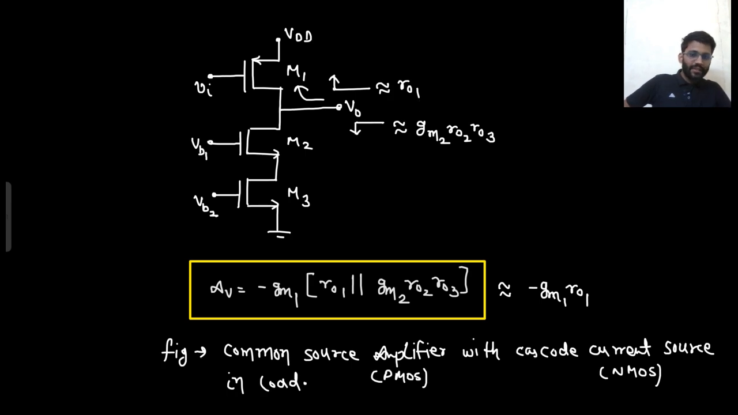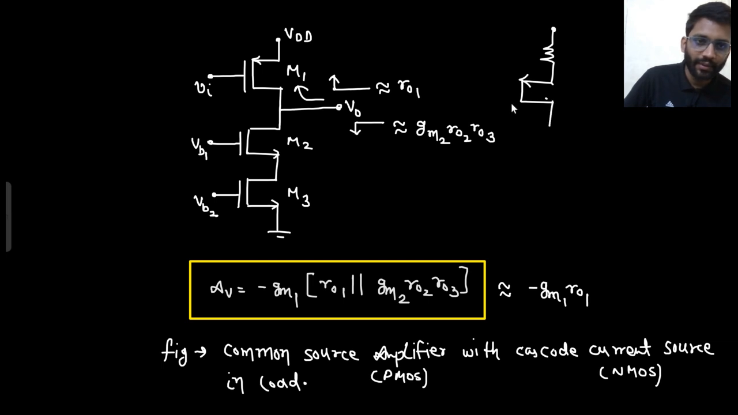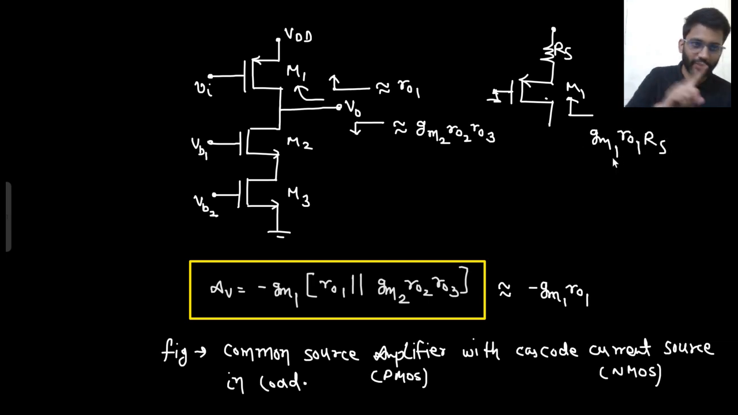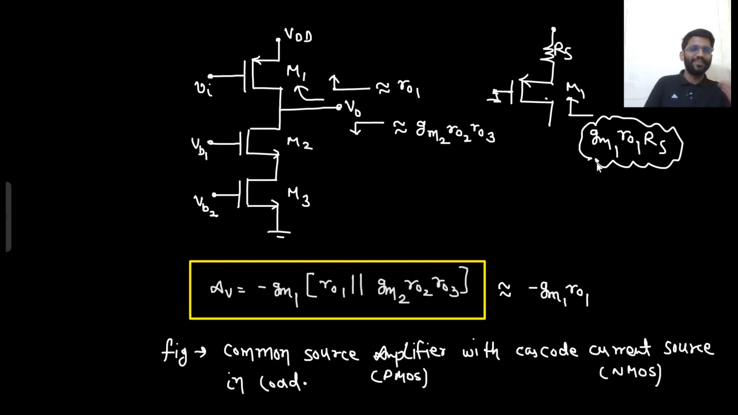The first thing that can come to your mind is, sir, degenerate it. If you degenerate it, what will be the impedance here? Let's call this one M1, and this will be shorted, because here you are applying V in. So what will be the impedance looking upside? Let's call this RS. That would be GM1 R01 RS. You are going from drain to source, so you need only one step. Sir, you have increased your output impedance, but your GM is changed.